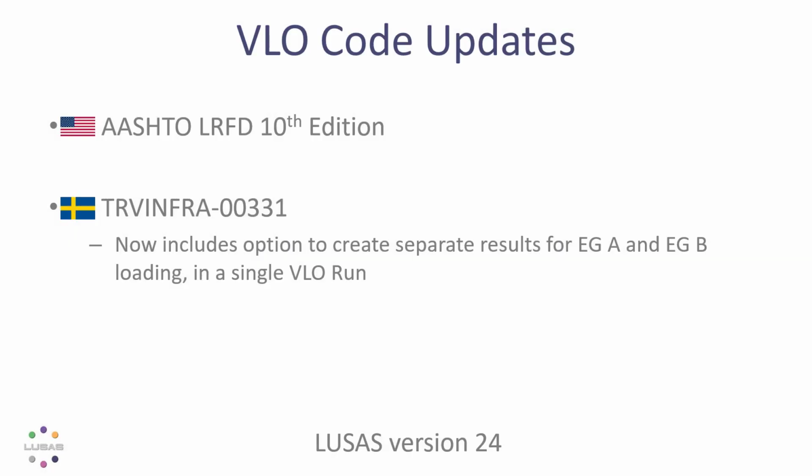It's also important to note when in any version we bring out updates to the codes that we're covering in VLO. So specifically in version 24, for the USA we've updated to AASHTO LRFD 10th edition, and for Sweden we have updated to TRV Infra 00331, as well as updating to that latest implementation of the Eurocodes in Sweden. We've also added in the option within that to create separate results for EGA and EGB loading in a single VLO run, as that was a feature requested by our clients. Those are the updates to vehicle load optimization in LUSAS version 24.